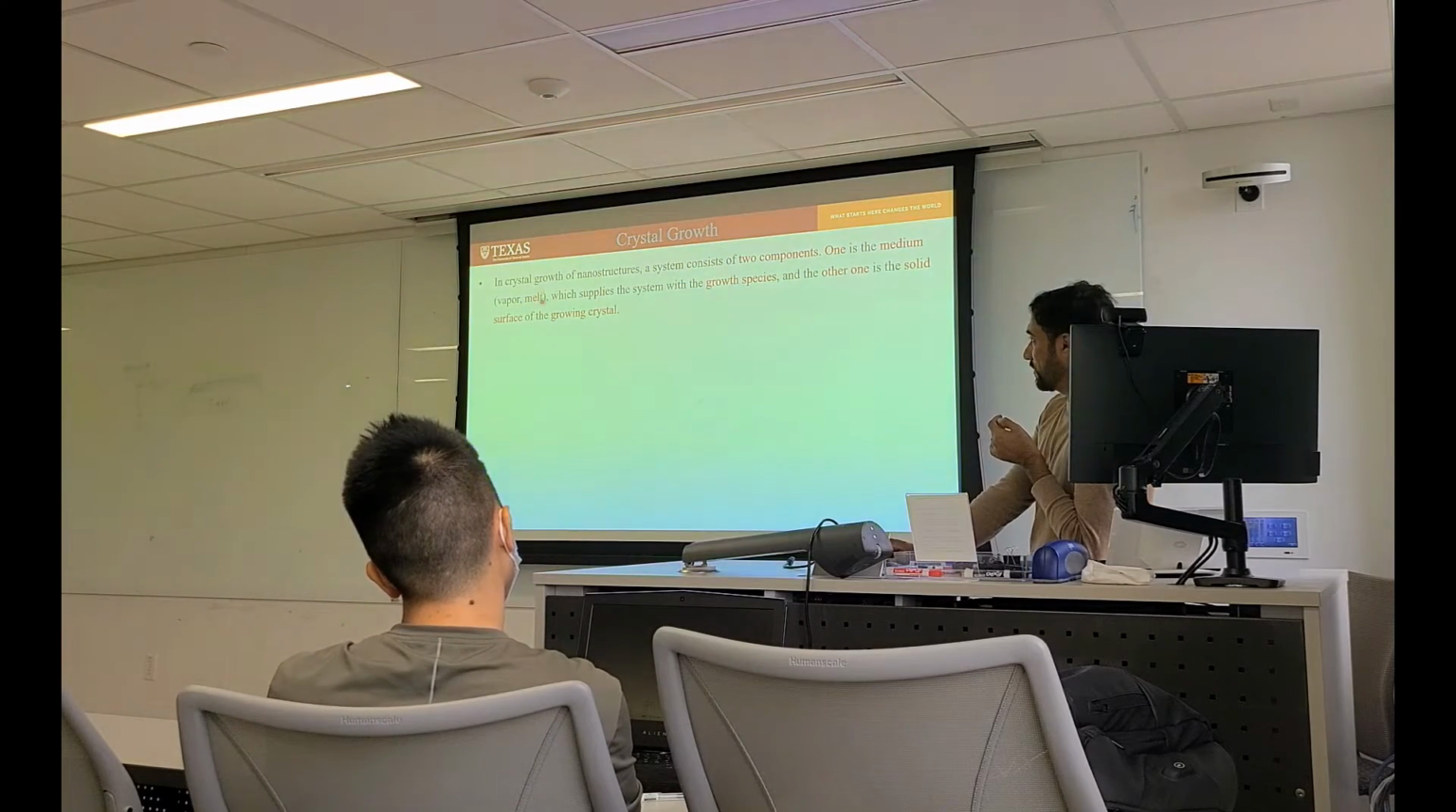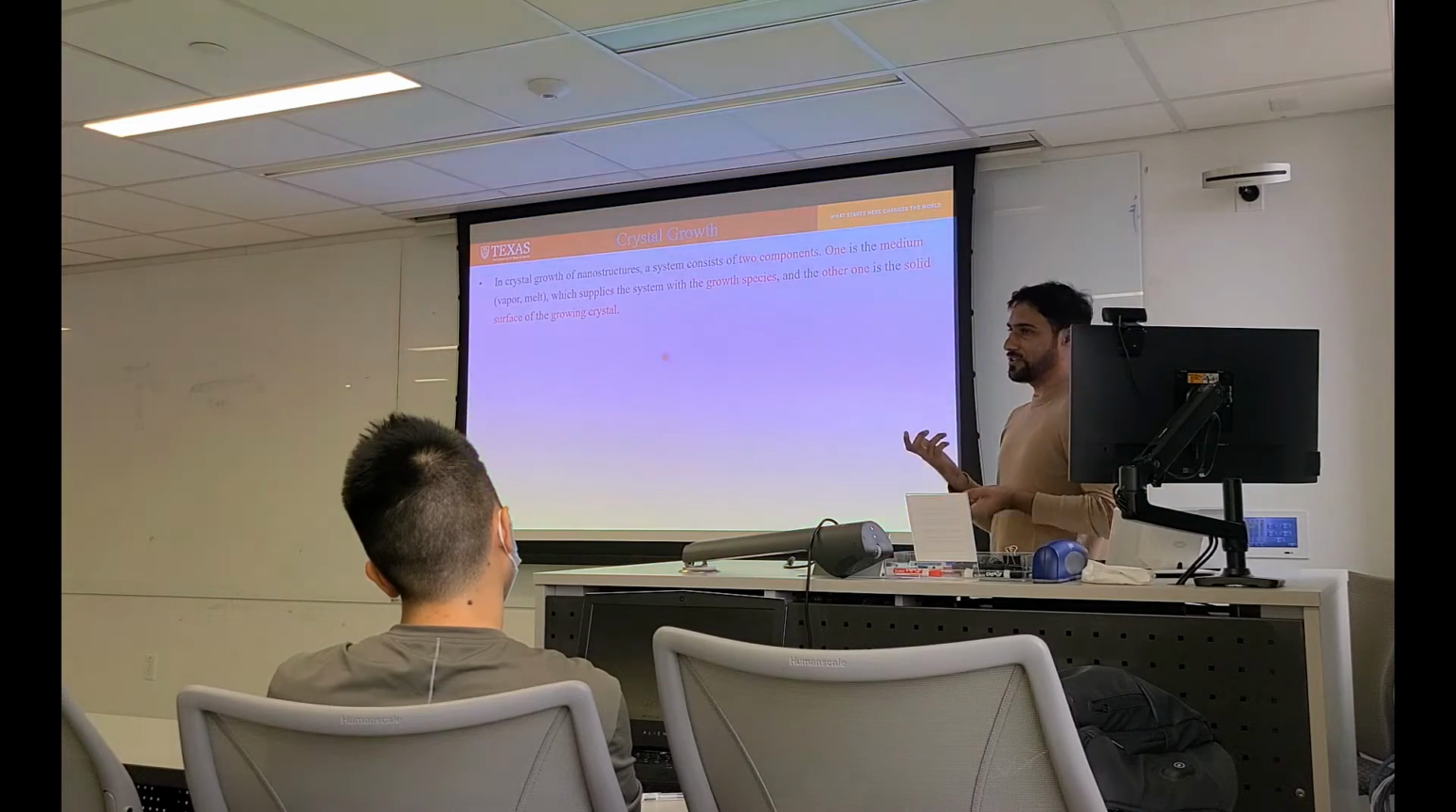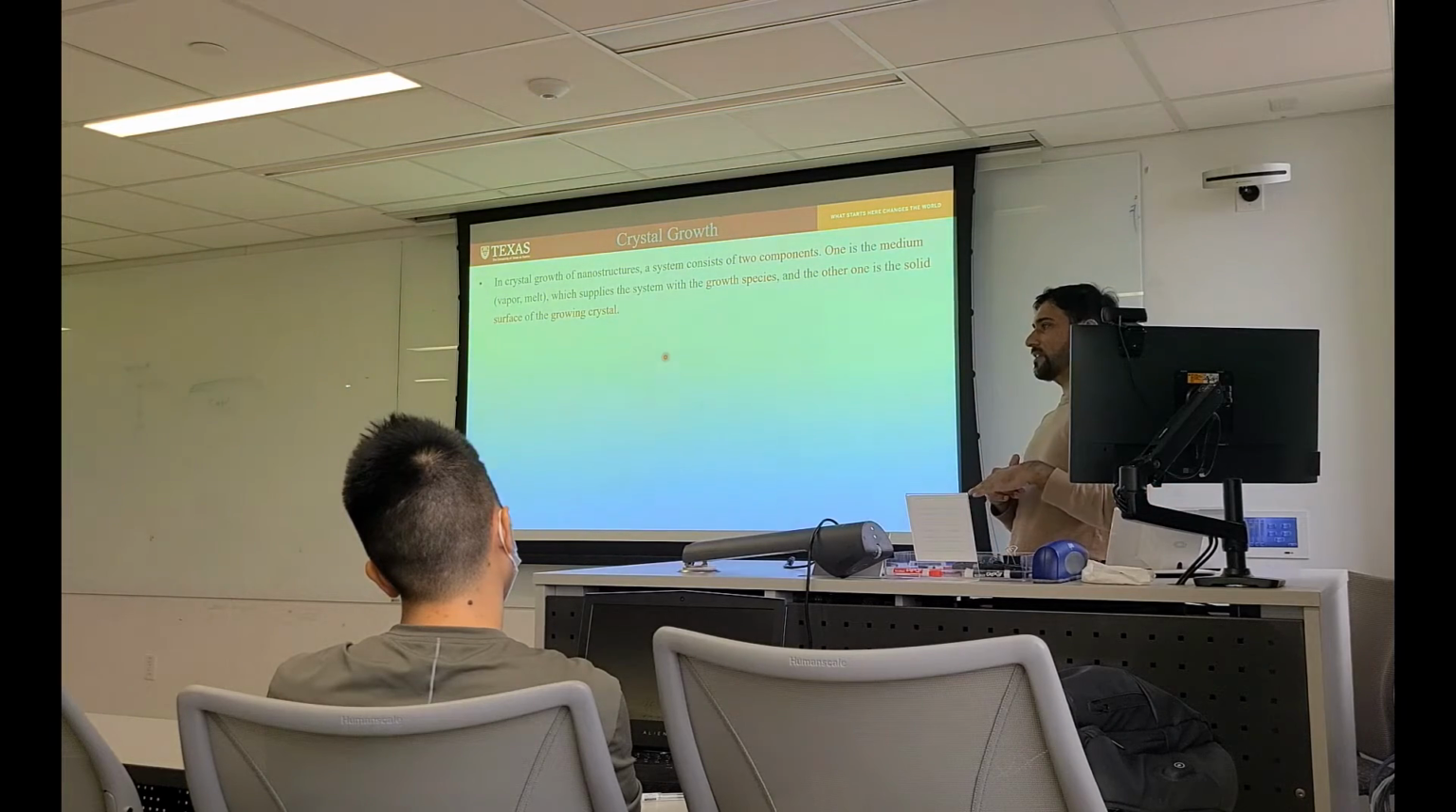So let's talk about the reactant, which supplies the system with the growth species. And the other one is the solid surface. Solid surface means your crystal which is grown, it is in the solid shape. Okay, so the vapor and solid, that is called VS growth, vapor-solid growth.